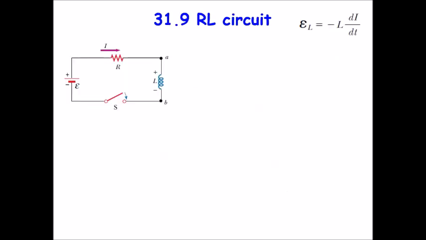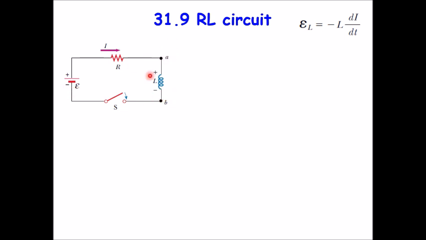Let's move now to circuits and talk about RL circuits. What do we mean by RL circuits? We have a resistor, a battery, and an inductor. We have this component and we close the switch. What will happen? In the absence of inductance, the current is equal to E over R.